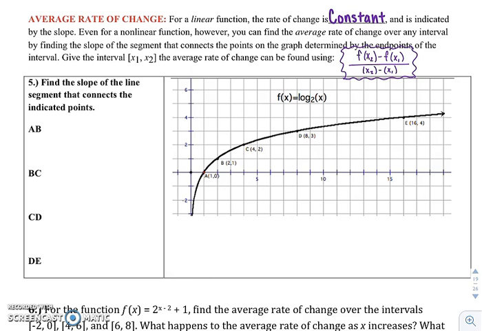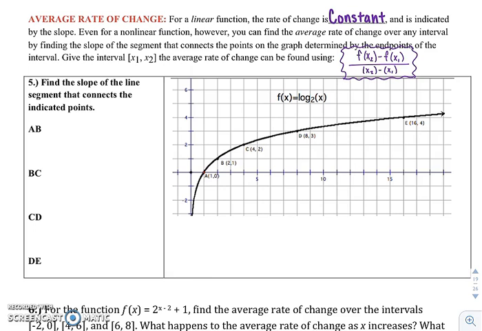So even for a nonlinear function, you can find the average rate of change over any interval by finding the slope of the segment that connects the points on the graph determined by the endpoints of the interval. So given an interval from x1 to x2, the average rate of change can be found using this formula here. It's the same as when you used to find slope. You used to do change in y over change in x. You were just given 2 point values, like y is 7 or y is 9.